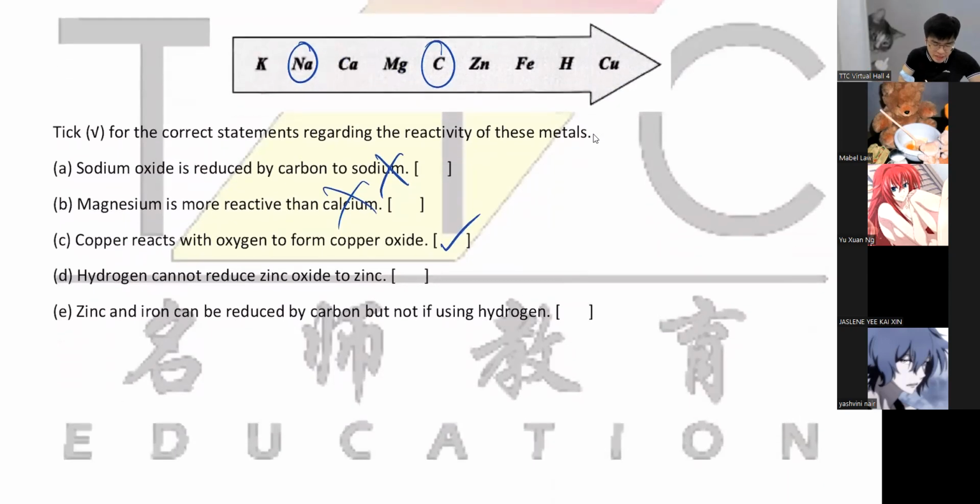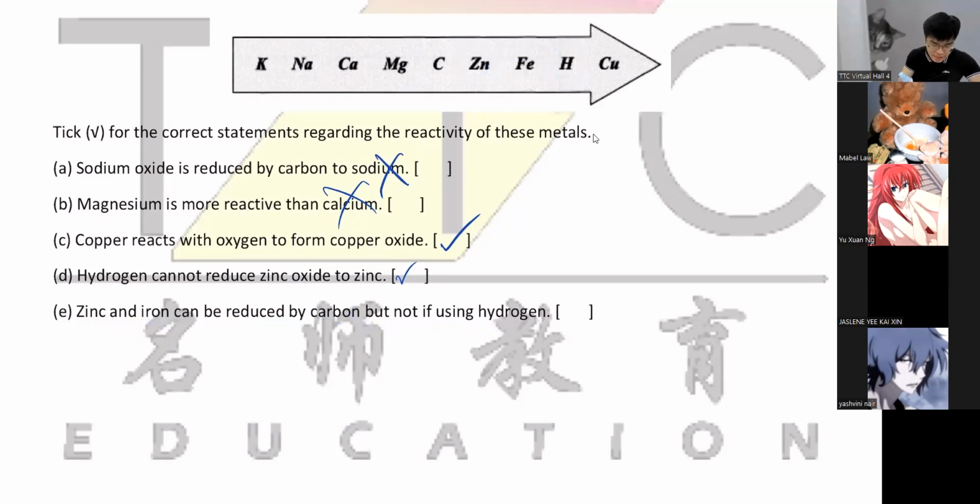And then D, hydrogen cannot reduce zinc oxide to zinc. That means hydrogen cannot take zinc's wife away. Yes, this is true. Because zinc is very good looking, more good looking than hydrogen. So hydrogen cannot take his wife away. So correct lah. And then E, zinc and iron can be reduced by carbon, but not if using hydrogen.